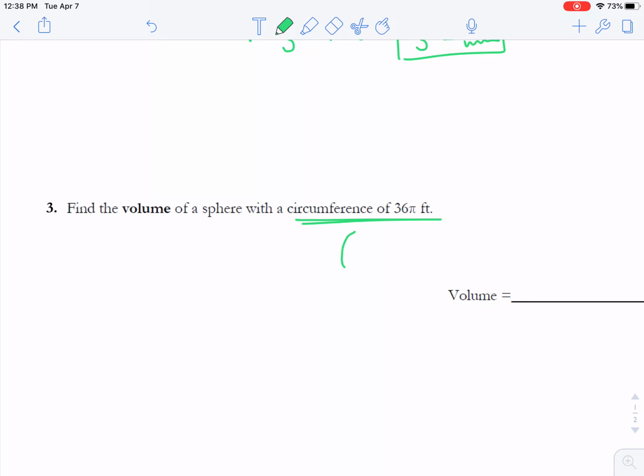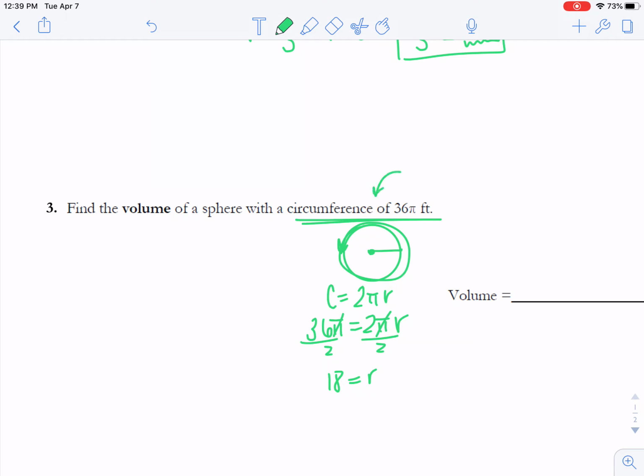And so a circumference, remember, is the distance around. So circumference is 2 pi r. They're telling us that that circumference is 36 pi. So we can divide both sides by pi, then divide both sides by 2 and get that the radius is 18. So this information is just a little bit more complicated way to figure out what the radius is.